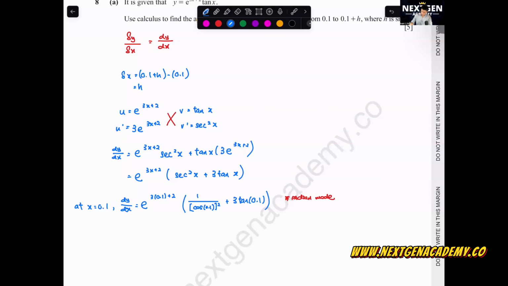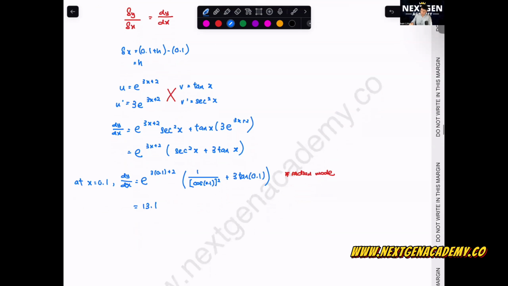You should get 13.1. Okay, right, it has 13.1. Then the final answer, we sub into delta y over delta x. What's the delta x? h. So 13.1 equals delta y over h. Delta y equals to 13.1h. Okay, this is the final answer.